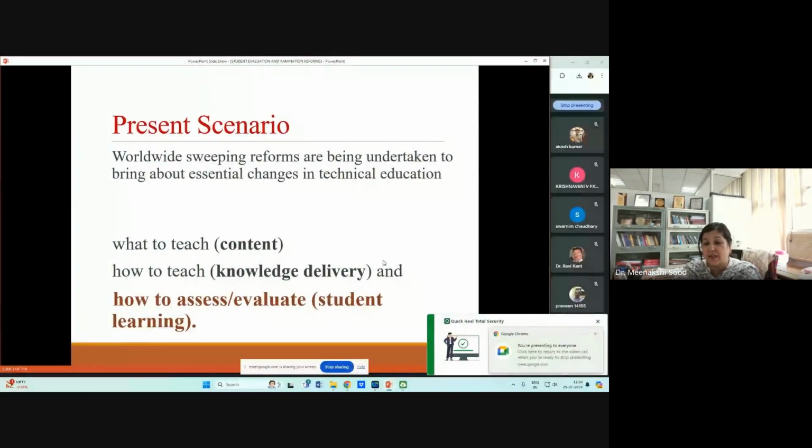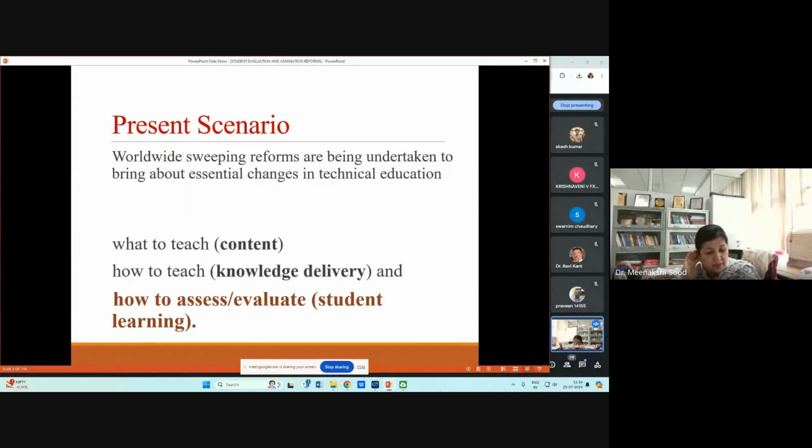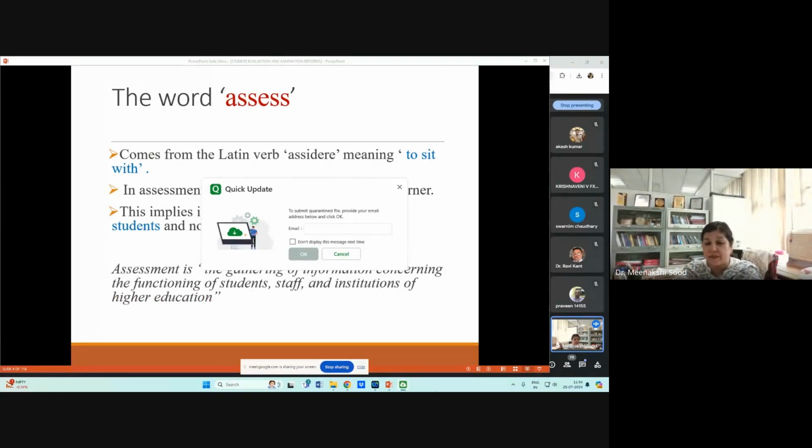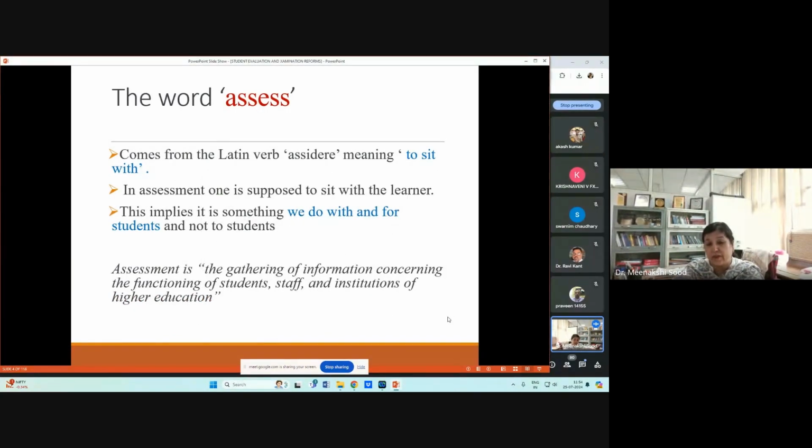Many times we use assessment and evaluation with similar meanings, but there is a difference between the two. The origin of the word assess comes from the Latin verb meaning to sit with. That is, we are sitting with the learner. So assessment is something we do with the students and for the students, not to the students. We may evaluate the students, but assessment is something we are doing for the students.